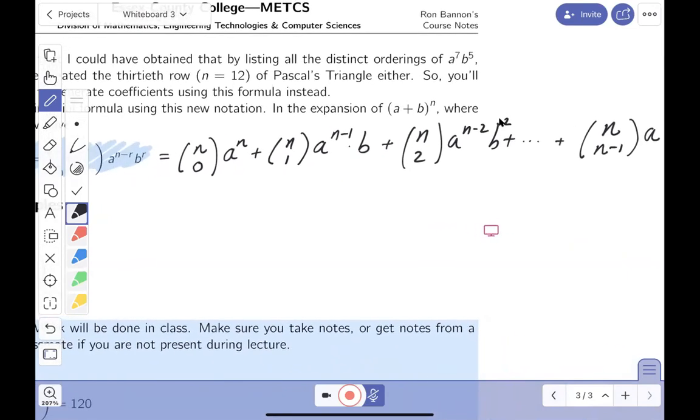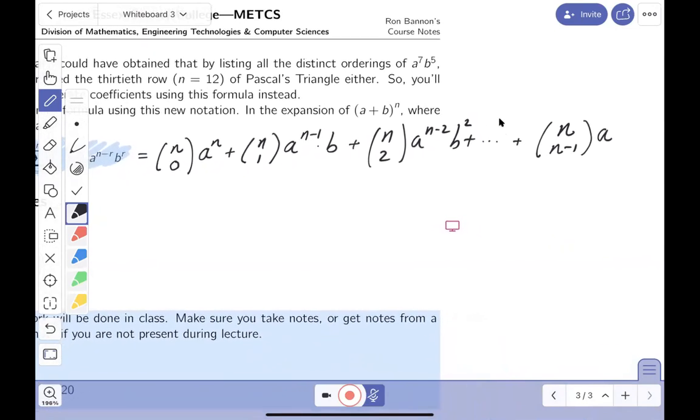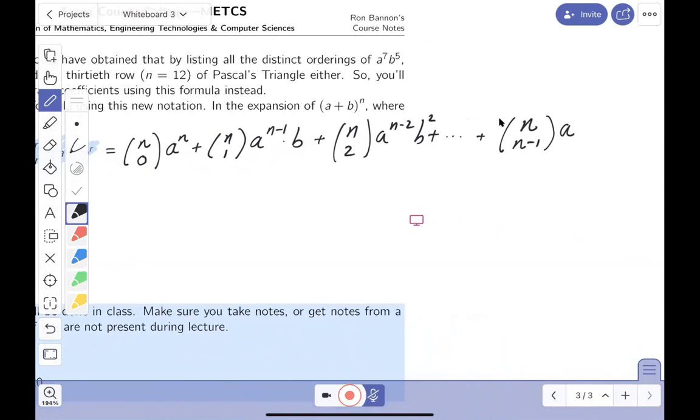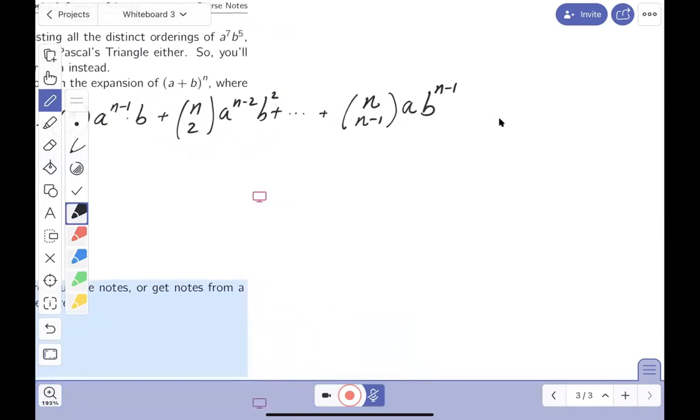Again, if you can't remember, look at it. It's n minus r, right? So n minus (n minus 1), which is a to the 1. And then we go over here, b to the n minus 1. Remember, the sum of the exponents is always going to be n. All right, last but not least, let's write this over here. (n choose n) a^0 b^n.